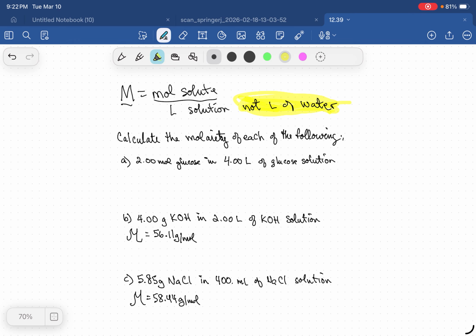I need you to remember that molarity, which is this capitalized underlined M, equals moles per liter, and that's moles of solute per liter of solution, not per liter of water, right? We're not adding a liter of water. We're adding enough water to make a liter of solution, or whatever the volume needs to be for that particular case.